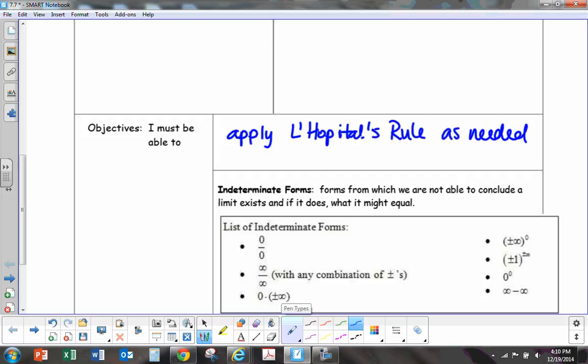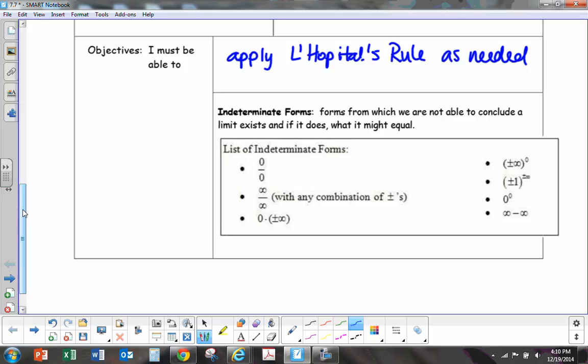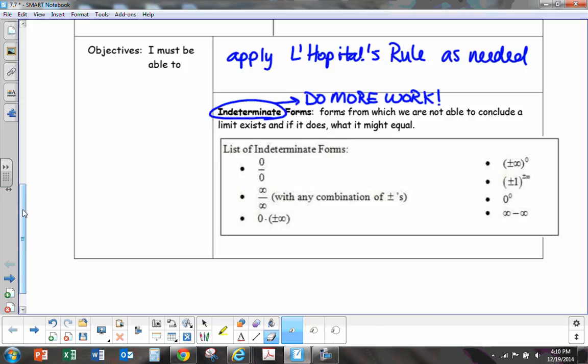It only applies in certain circumstances. You'll have to verify that you're in one of those circumstances and remember when it applies and when it doesn't. So a refresher on indeterminate forms. An indeterminate means you cannot decide an answer at that stage. It means do more work. We've seen these throughout the class, but it's kind of nice to have them all in one spot.